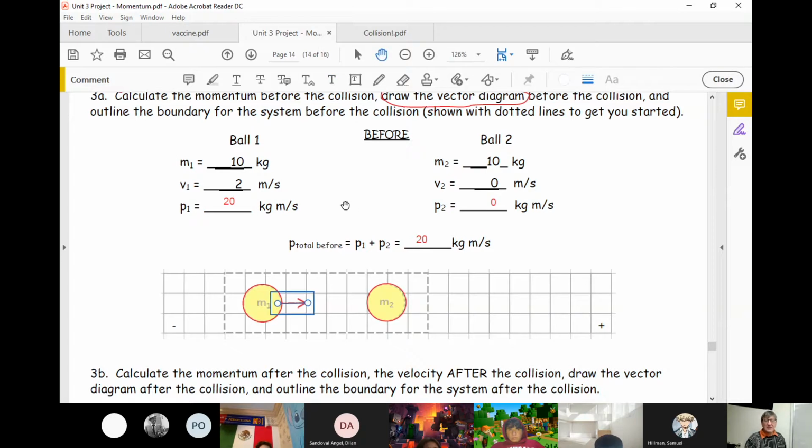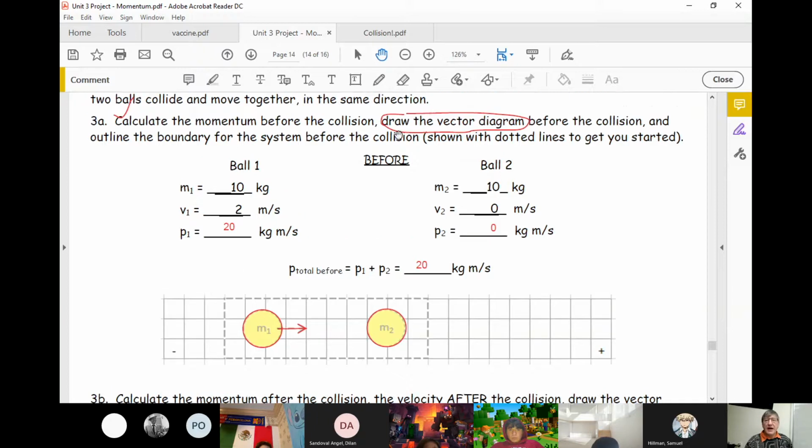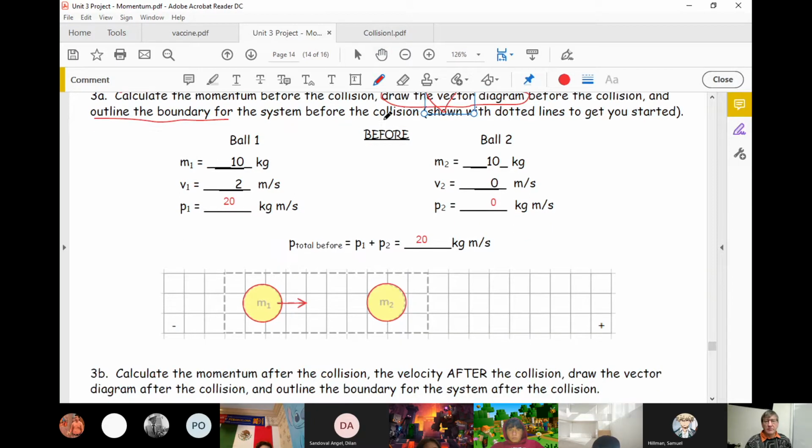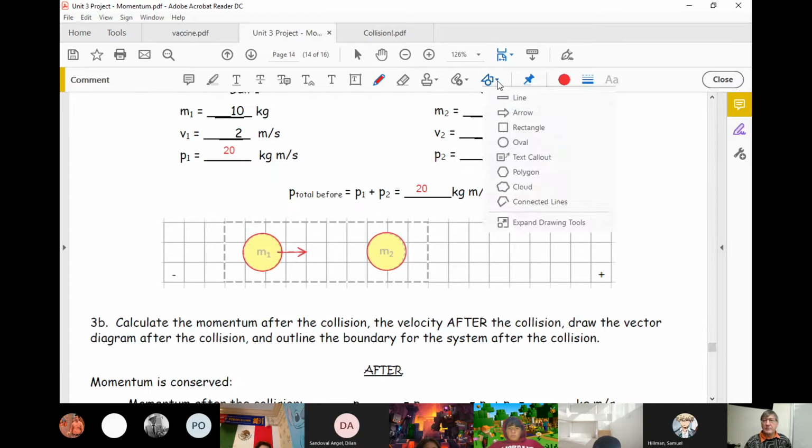And they've shown it as that size, representing 20 kilogram meters per second. So we've done that. Took care of that one. Next thing we need to do is outline the boundary of the system, and then we'll be done with this part of it.